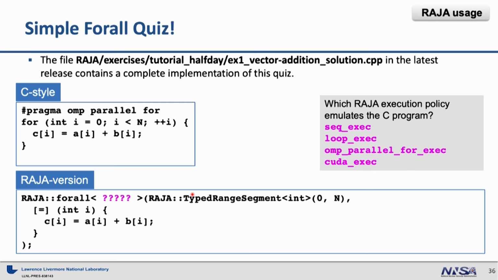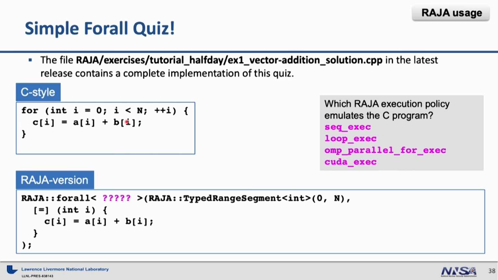So here's the first quiz. This example is actually in the RAJA repo under exercises, vector addition. And basically, I have this C-style loop that's under OpenMP, right? And I am wondering what you guys think should be the correct execution policy that should go into the forall here. Anyone have any ideas? Yeah, this one's pretty easy. It should be omp_parallel_for_exec, right? That one's not too hard. I made that one a little bit too simple.